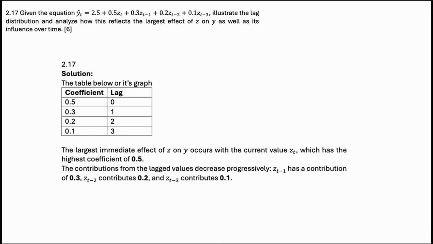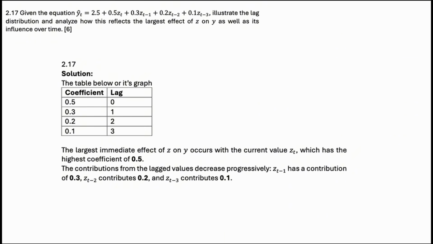So for example, 0.5 has a lag of 0 because that's associated with z in year t, in the current year. 0.3 has a lag of 1 because that's associated with z at t minus 1, right? Lag 1 and so on. So we can see that the largest immediate effect of z on y is the current value, z of t.